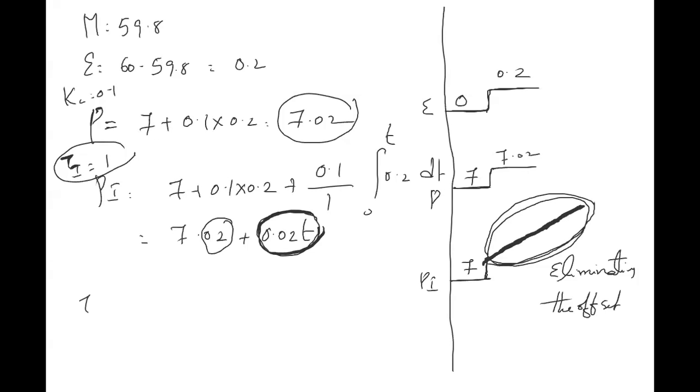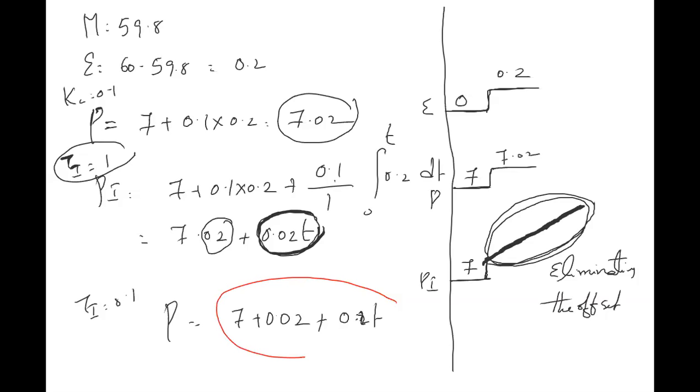So suppose if tau I is equal to 0.1, then what happens to my P? P equal to 7 plus 0.02 plus 0.1 by 0.1. Then it becomes 0.2 into T, no? Then what happens to this one? This is my response. Then the valve opening might be at a faster rate.